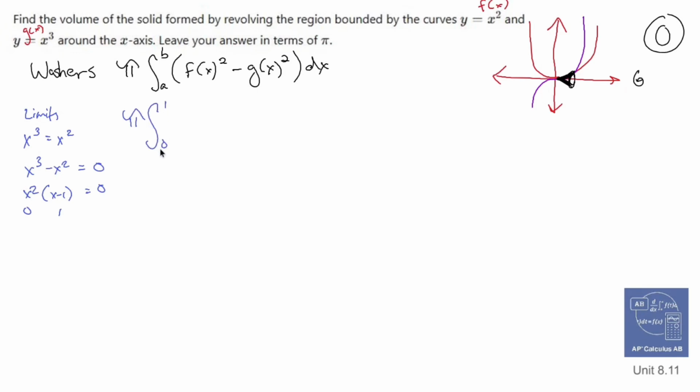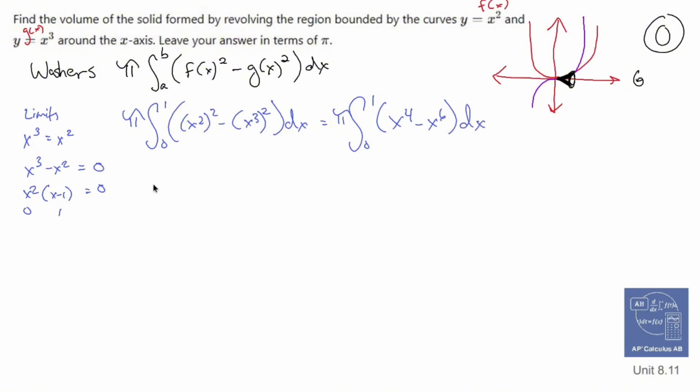So the equation I set up for this problem is pi times the integral from 0 to 1 of x squared minus x cubed, squared, dx. That's going to equal pi times the integral from 0 to 1 of x to the fourth minus x to the sixth dx. Now let's integrate that: 1/5 x to the fifth minus 1/7 x to the seventh, limits at 0 and 1.